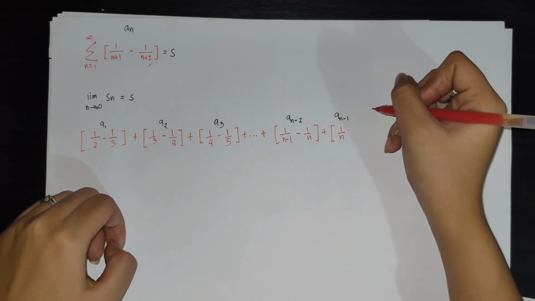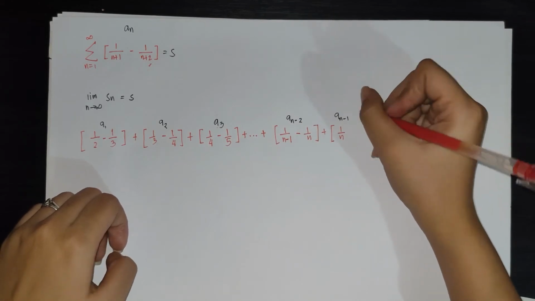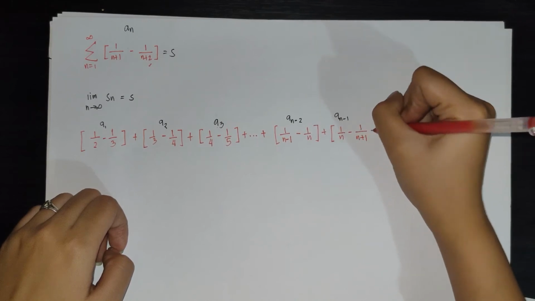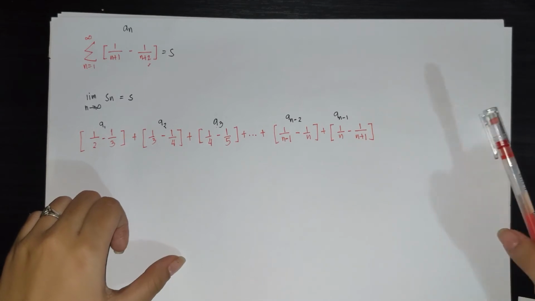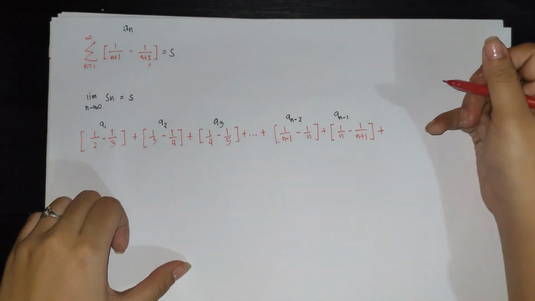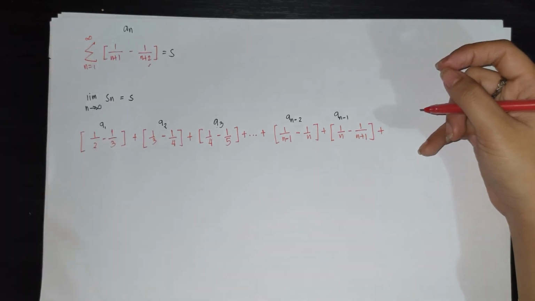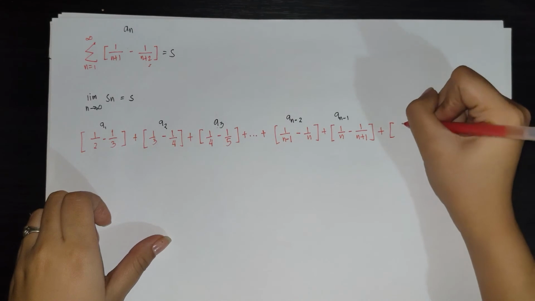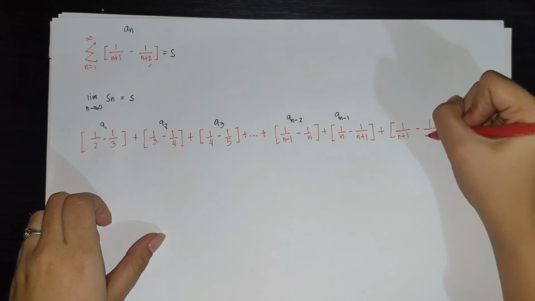And then n minus 1 plus 2, that's n plus 1. And finally, the last term of the sequence is a sub n. And a sub n is what you see here. This is a sub n. So that's just going to be 1 over n plus 1 minus 1 over n plus 2.